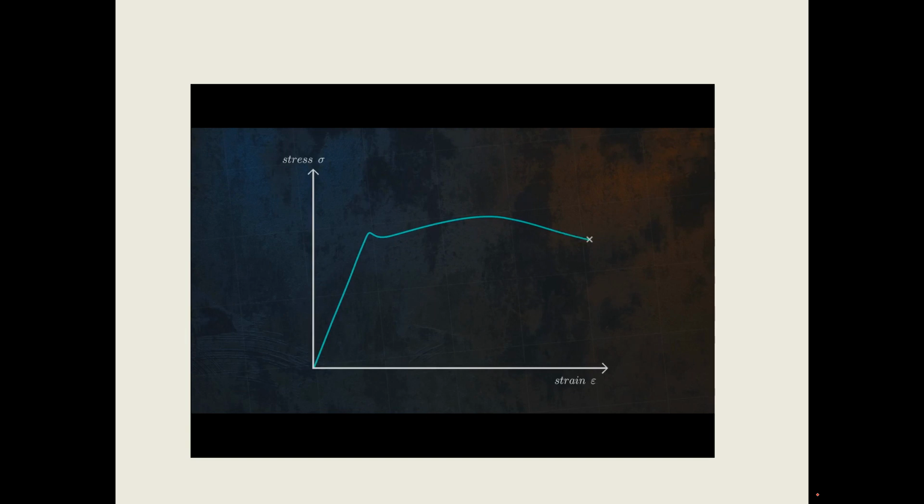The ultimate tensile strength of a material is defined as the maximum stress which is reached during the tensile test, corresponding to this point on the stress-strain curve. It is the maximum stress the material can withstand during a tensile test. The yield strength is defined as the stress at which a material begins to deform plastically. Stressing a material beyond its yield strength will result in permanent deformation after the load is removed.